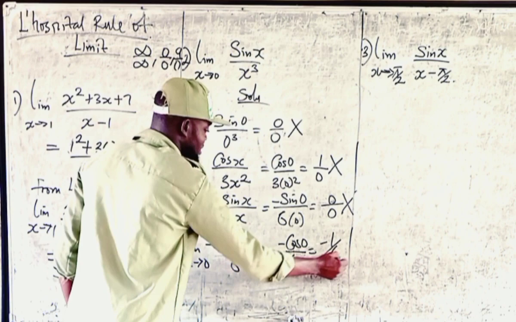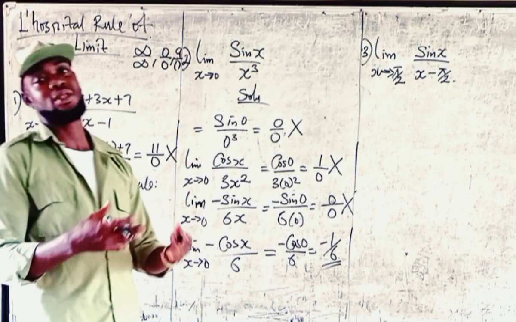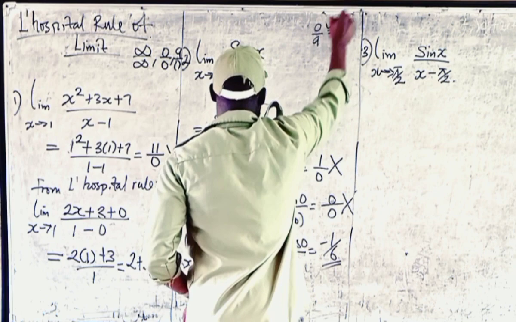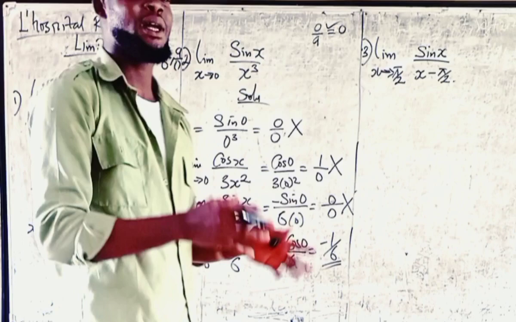That is the final answer to the problem because we arrive at a denominator that is not 0. If the numerator is 0 and the denominator is a number, the answer will be 0. For example, 0 over a is equal to 0. So this is a valid solution to the problem. But as long as the denominator is 0, that is not a valid solution to a problem. So let's go to the last question.